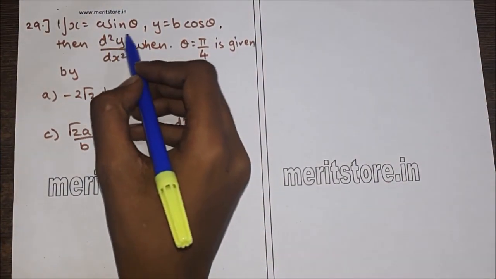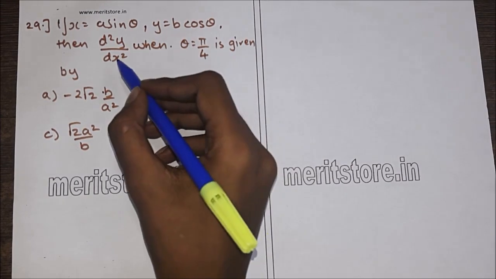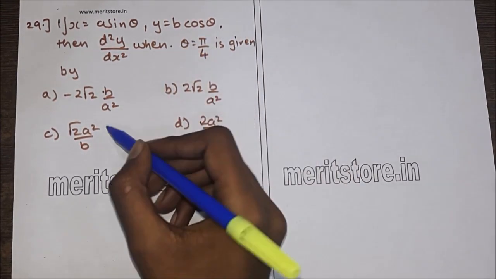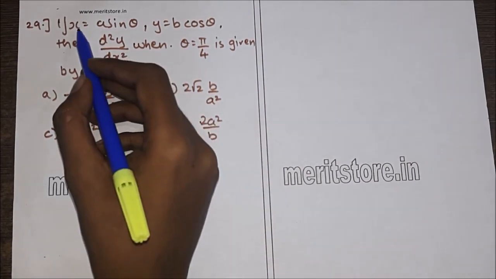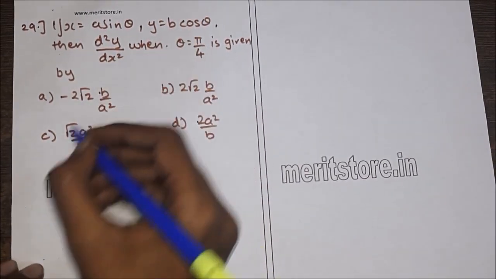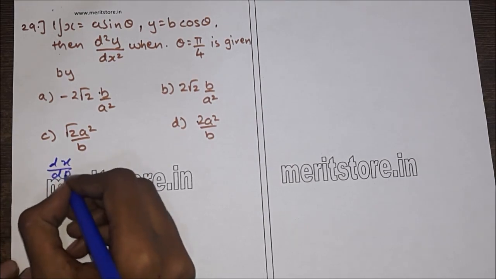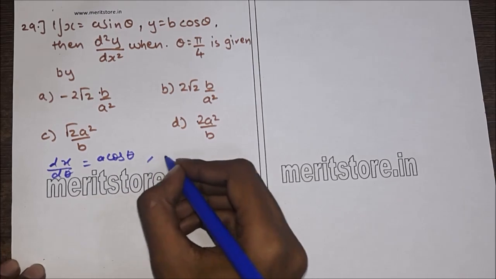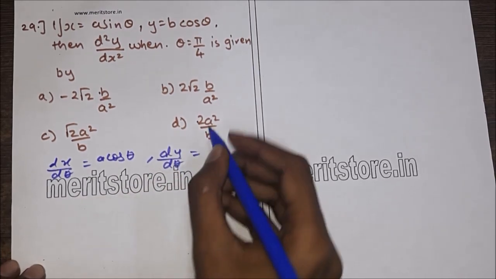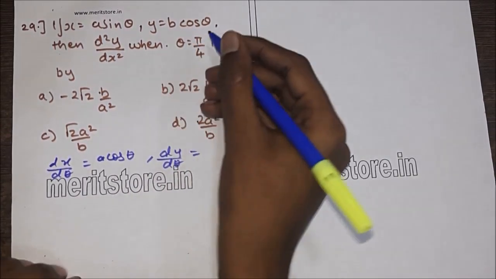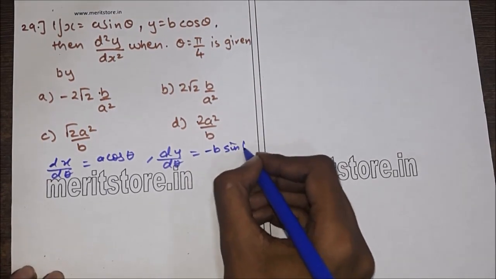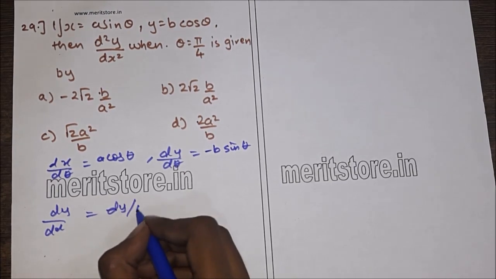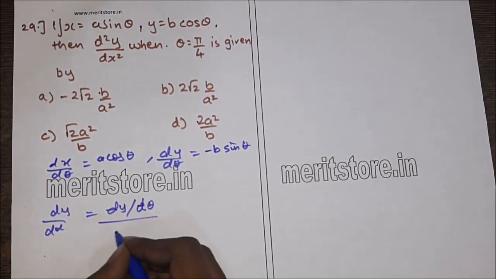If x is a sin theta, y is b cos theta, then the double derivative of y with respect to x at theta equals pi by 4 is given by, these are the options. So first we differentiate x and y with respect to theta. So dx by d theta is the derivative of a sin theta, which is a cos theta, and dy by d theta is the derivative of b cos theta, which is minus b sin theta. So now dy by dx is given by dy by d theta upon dx by d theta.